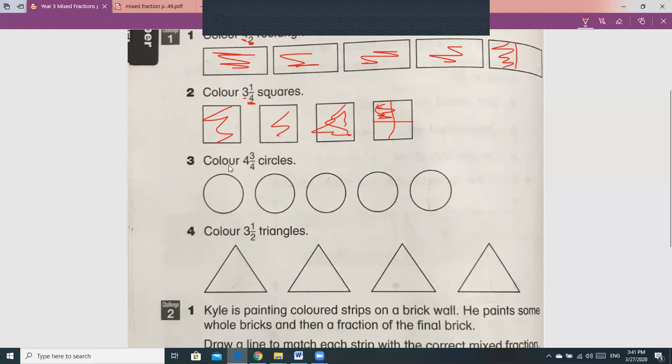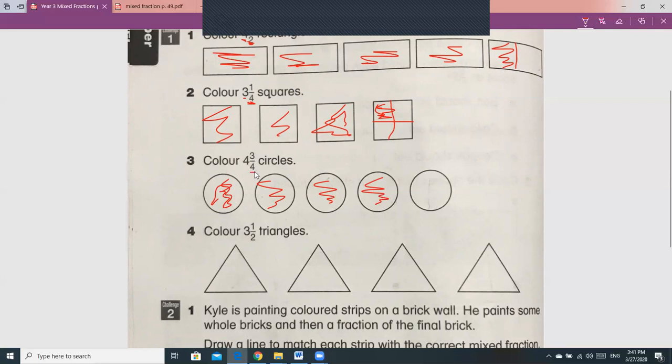Let's make this. Color 4.75 circles. Let's make it here. I will color 1, 2, 3, and 4. I colored how many? I colored 4 circles. And from the other one, it says color 3/4.